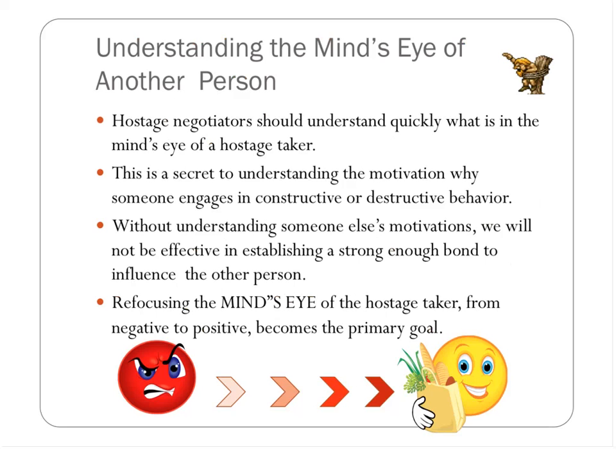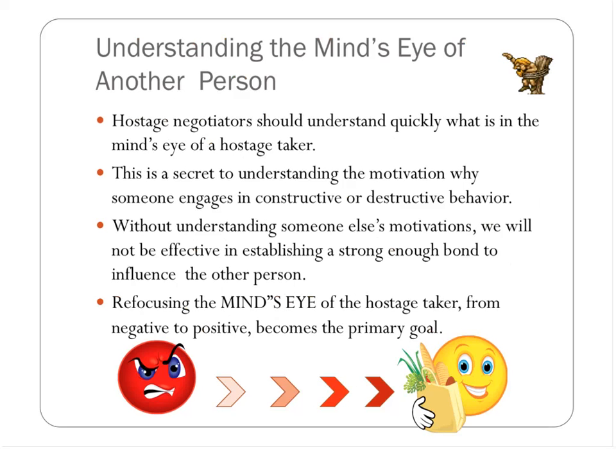So understanding the mind's eye of another person is important. Hostage negotiators should understand quickly what is in the mind's eye of a hostage taker. This is a secret to understanding the motivation why someone engages in constructive or destructive behavior. Without understanding someone else's motivation, we will not be effective in establishing a strong enough bond to influence other people. So you should understand what's the mind's eye of the hostage taker.